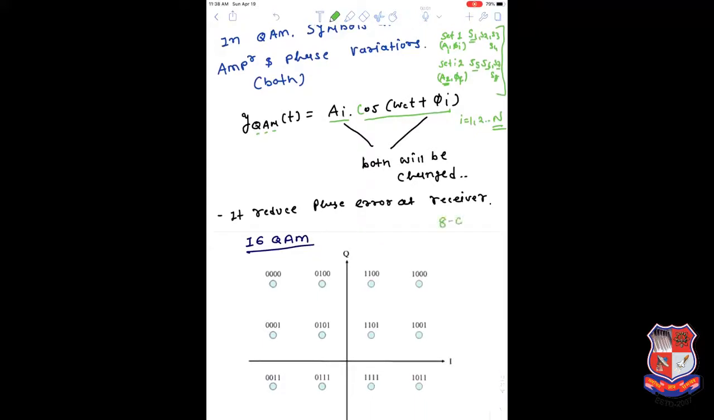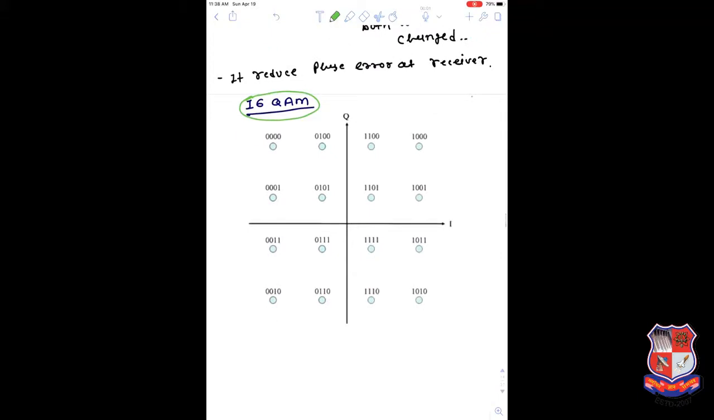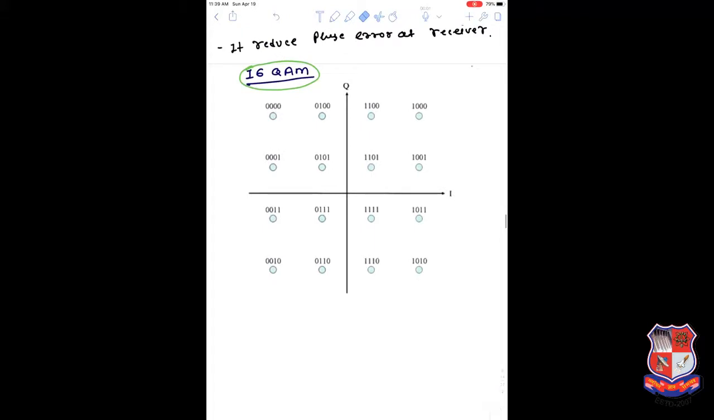You can even learn about 8 QAM also, but here this is an example in which everything would be clear. So in 16 QAM, M is equal to 16. We write here so that it will be more clear. M would be equal to 16, and M is equal to 2 raised to N. So if you find the value of N, N is equal to 4. So every symbol is a 4-bit combination.